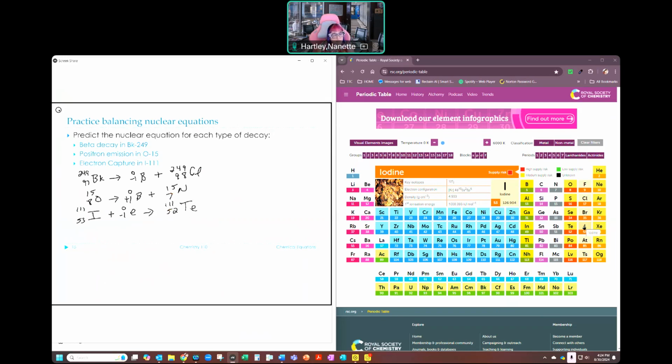So a couple of things that I've noticed here. Beta decay, the beta is a product. Positron emission, that positron is a product. Electron capture, the electron is a reactant. Okay, so some of those wordings and terminologies are things that you'll need to be aware of when you're trying to balance these equations. Okay?